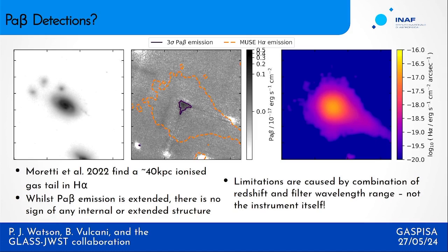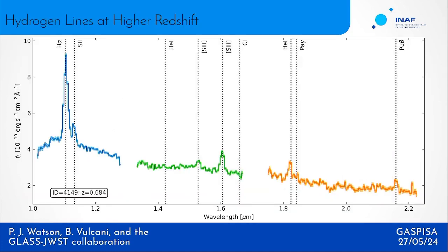And to prove that it's not all just in my head, at higher redshift in other parts of the field, we do manage to extract the lines as well. There's H-alphas, Paschen beta, and a whole bunch of others. So it exists, it's real.